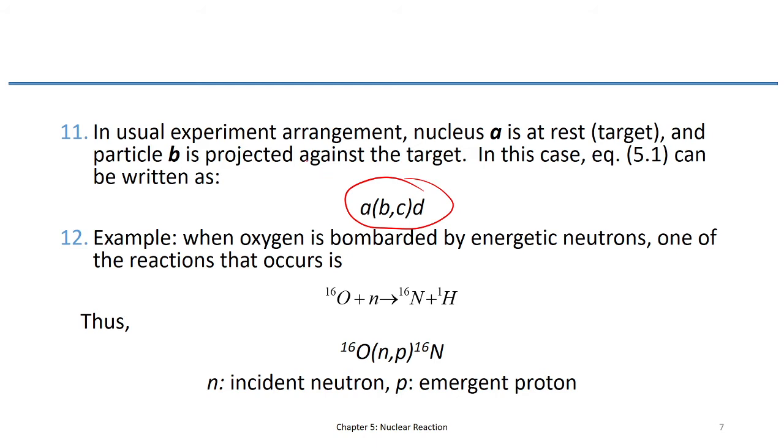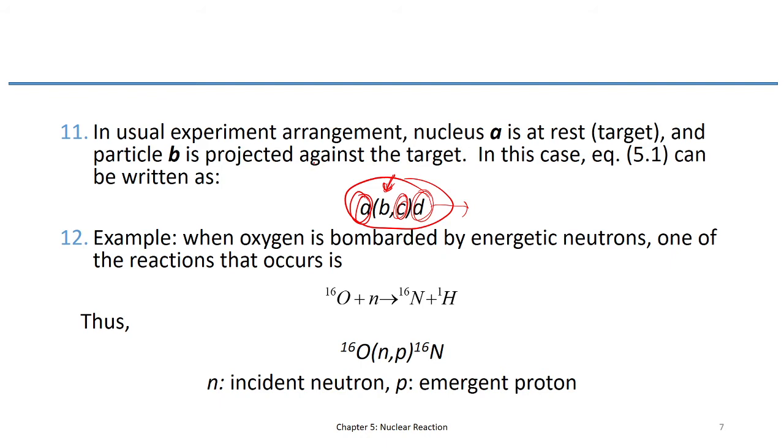If you have A in bracket B comma C and then D, it means that A is your target nucleus, B is the entity that you use to bombard the target nucleus A, and C is the product nucleus. D is not a product nucleus, D is the particle. So D is the product particle.